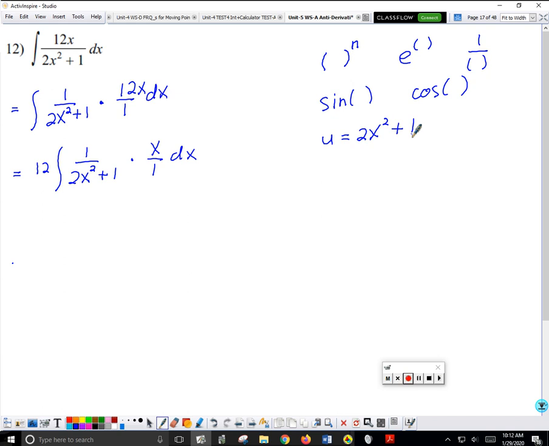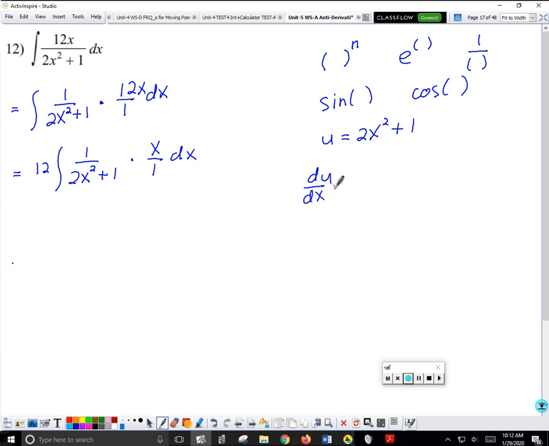Next step. You take the derivative of both sides of this equation in terms of the input variable. The input variable in this case is x. So this side becomes d over dx of u.